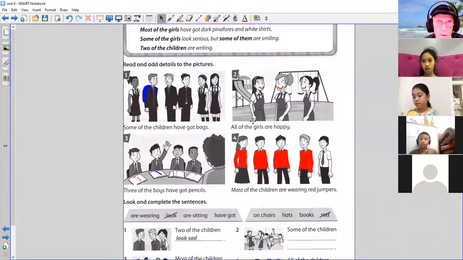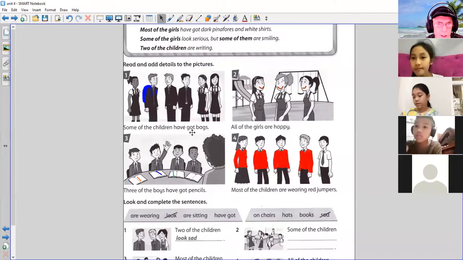This is your homework. So, most of the girls have got dark pinafores. That's the word I said, that looks like a dress or an apron, a pinafore, and white shirts. Here you can see dark pinafores and a white shirt. Most of the girls, that means not all, but nearly all. Some of the girls look serious and some of them are smiling. Two of the children are writing. Right, so you read this, and then you add the details.